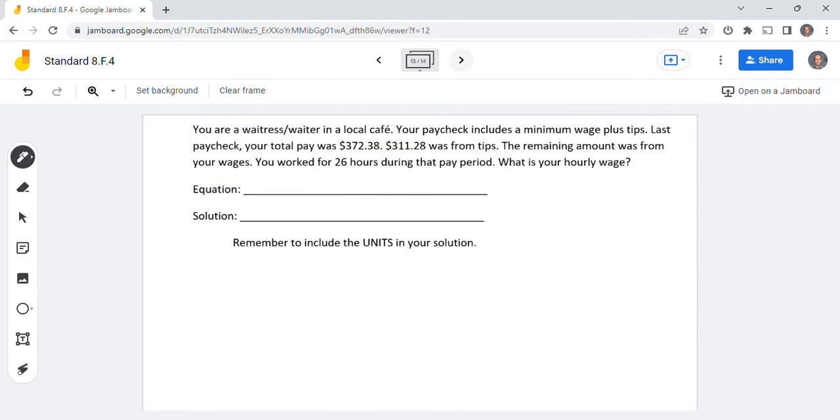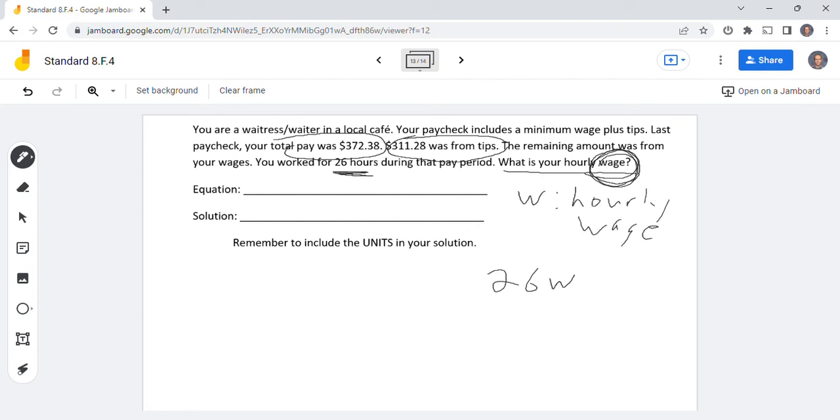Next, we're trying to take a look at wages. So it says, what is your hourly wage? All right, we know our total pay. We know our pay from tips. And the remaining amount was from your wages. Cool. So there were 26 total hours. If we take that 26 and multiply it by our wage, then we get the amount of money that we make from our hourly pay. So we're going to have our hourly pay, which would be 26 times W. Let's label W. W is our hourly wage.